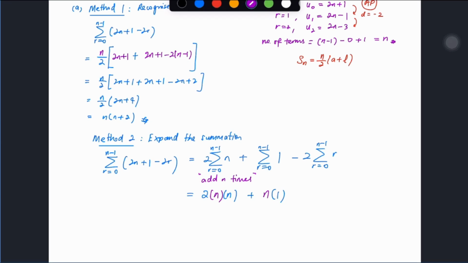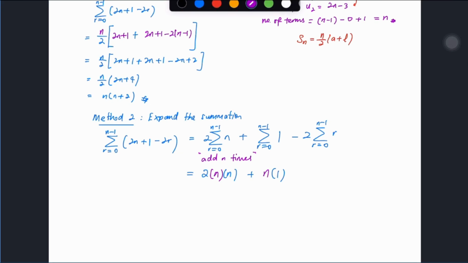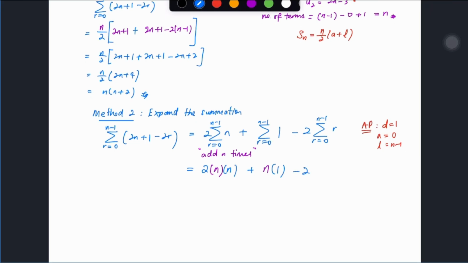Now next one, the last term over here. This one is up to you. If you are familiar, if you know that this is an AP with common difference 1, first term 0, and last term n minus 1, then if you can do this, this would be minus 2 times n over 2 times a plus l, like that.